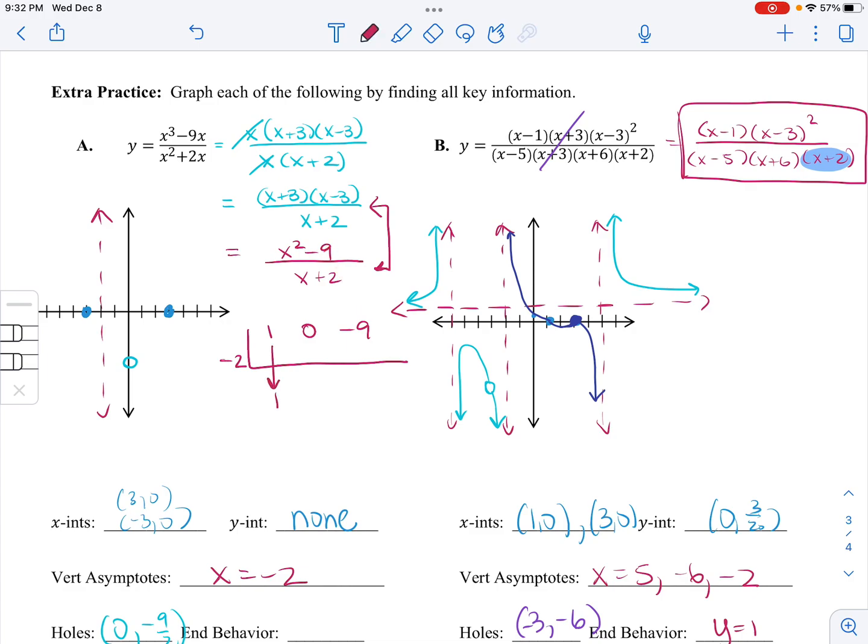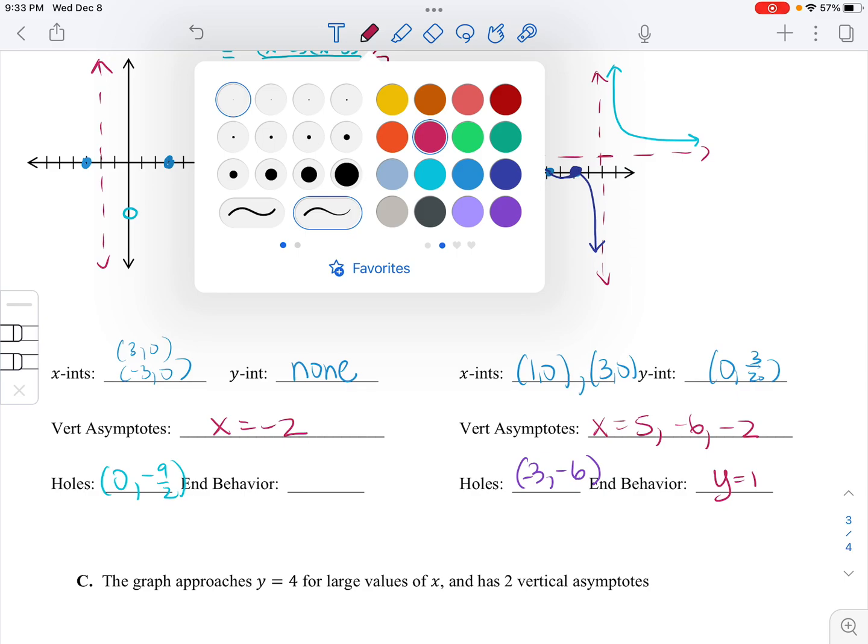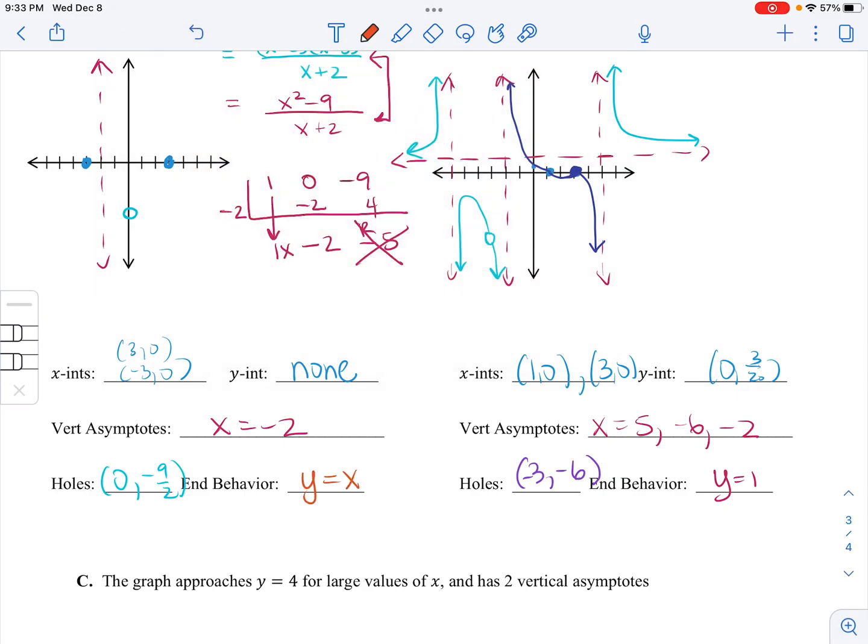Bring down the 1. 1 times negative 2 is negative 2. Add these numbers together, multiply, add again, and there's nothing else to do in terms of synthetic division. We only had one solution there. This was an x squared, so this is an x, number, no x's. So x's, no x's, remainder. The remainder, again, remember, is totally insignificant. So the end behavior equation is y equals x minus 2.